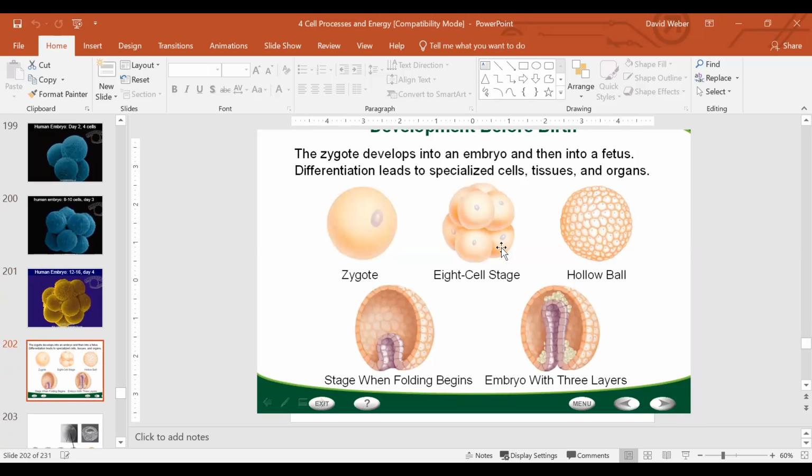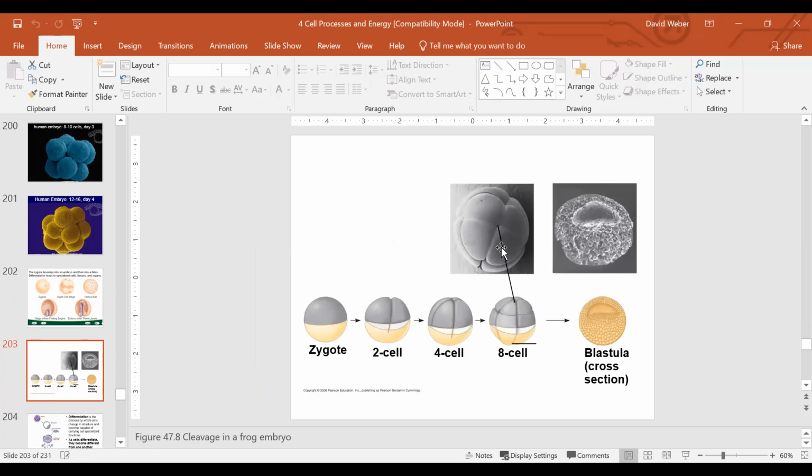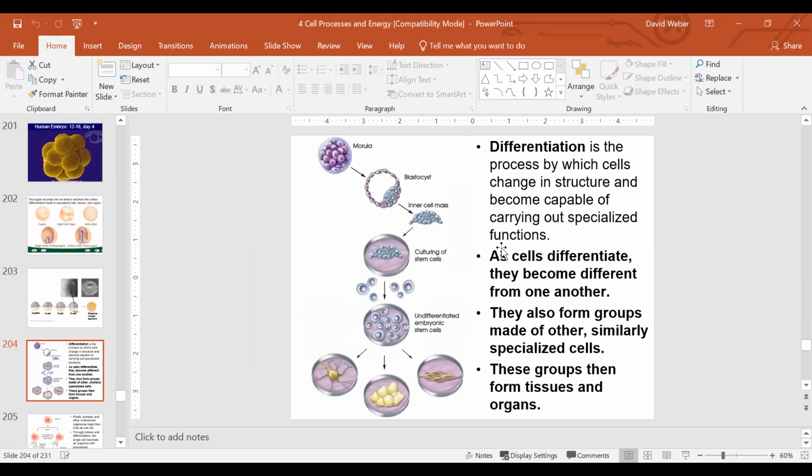So a zygote develops into an embryo and then into a fetus. Differentiation leads to specialized tissues and organs. Without differentiation, you wouldn't have heart, lungs, intestines, bones, skin, or anything else. You wouldn't have any of those. It would just be a big blob of whatever cell it is. So write all of these down. All four are very, very important.